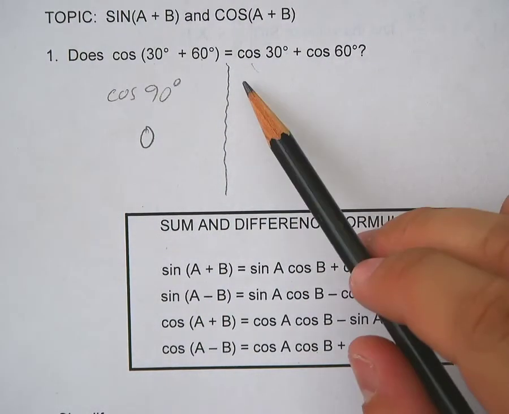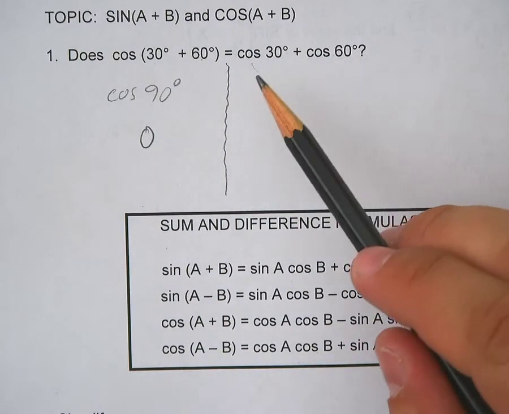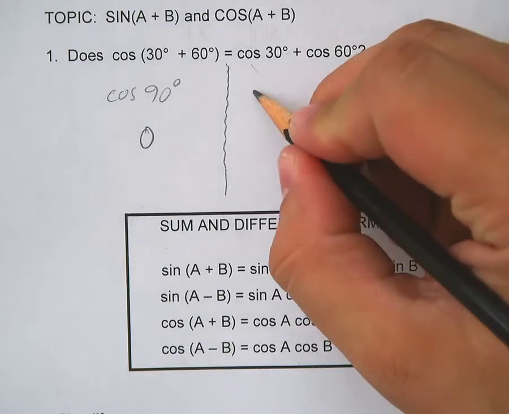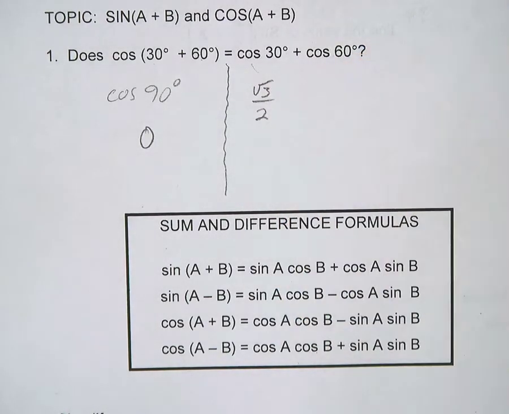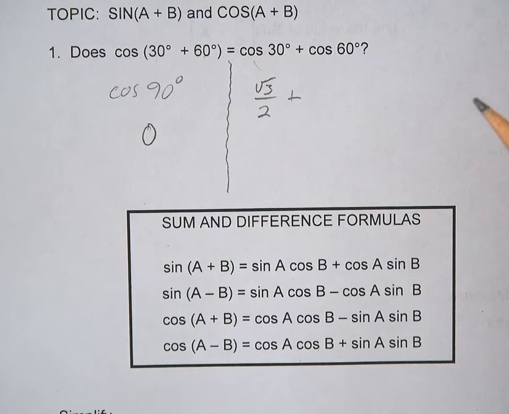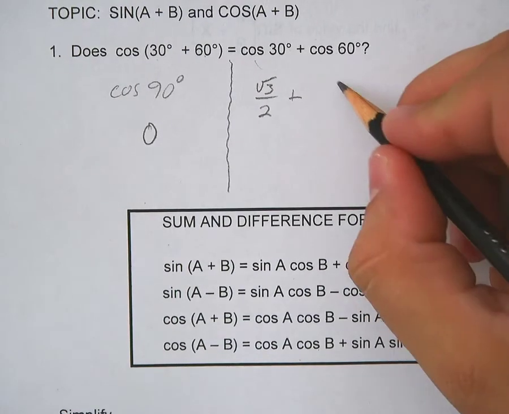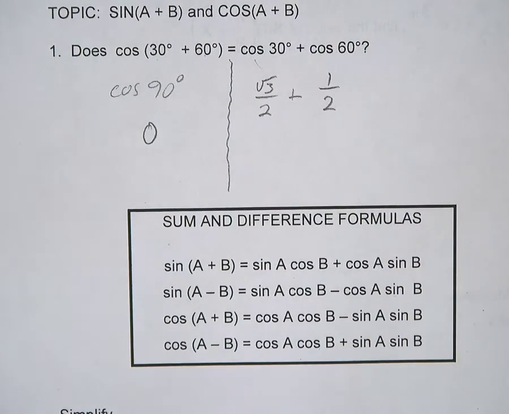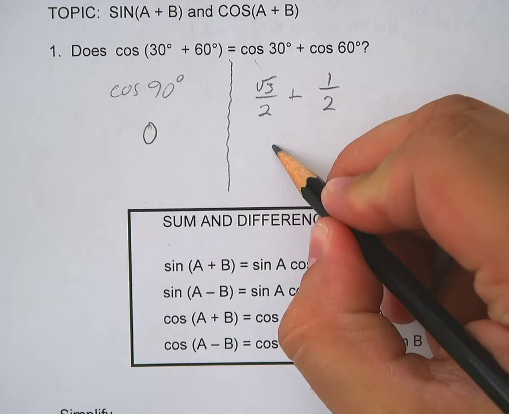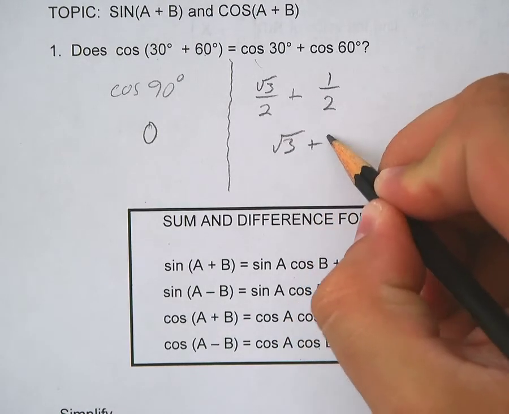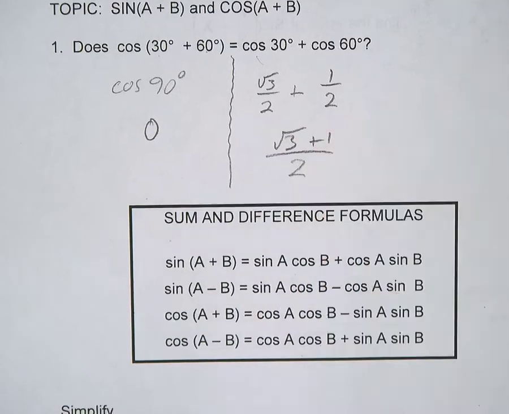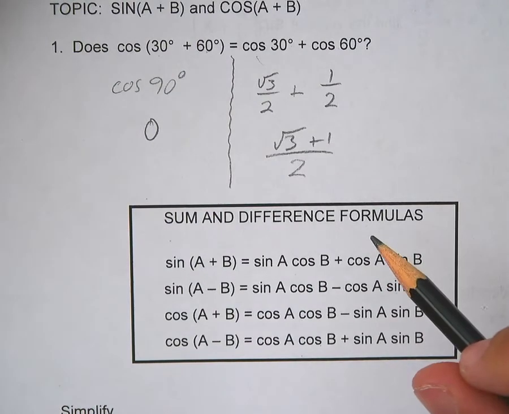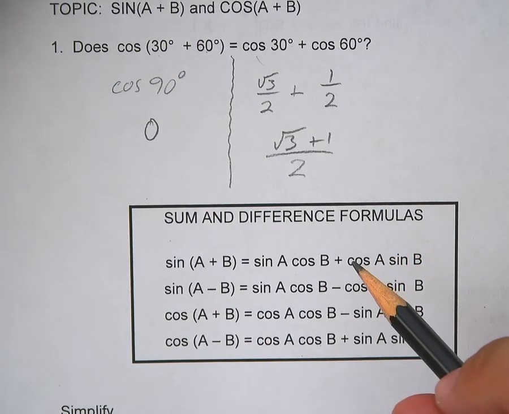Okay, what about cosine of 30 plus cosine of 60? Well, what's the cosine of 30 degrees? It's the square root of 3 over 2. Plus, what's the cosine of 60 degrees? It's 1/2. Cosine of 30 and cosine of 60, so you add those together and you get square root of 3 plus 1 over 2. Is that 0? No, that's not 0.